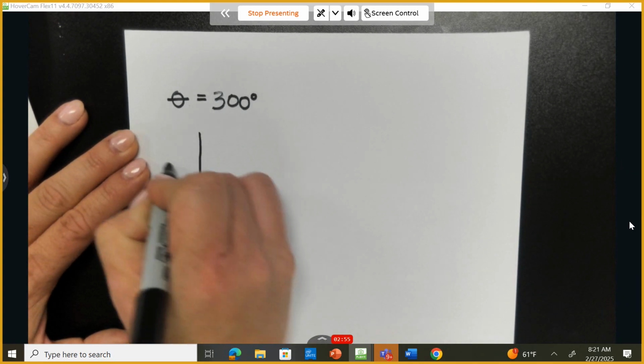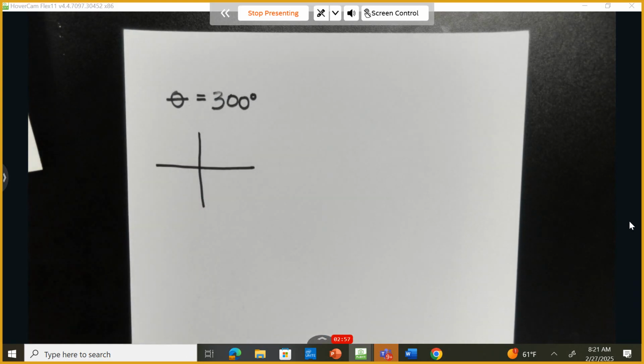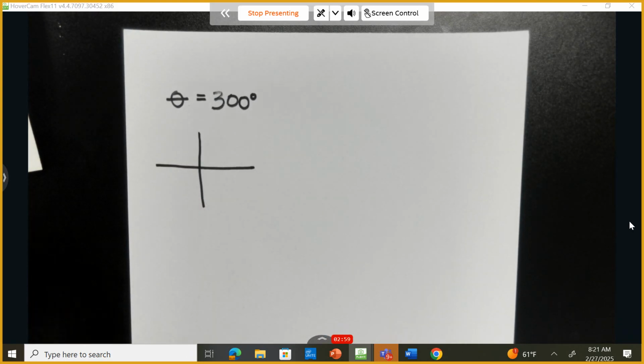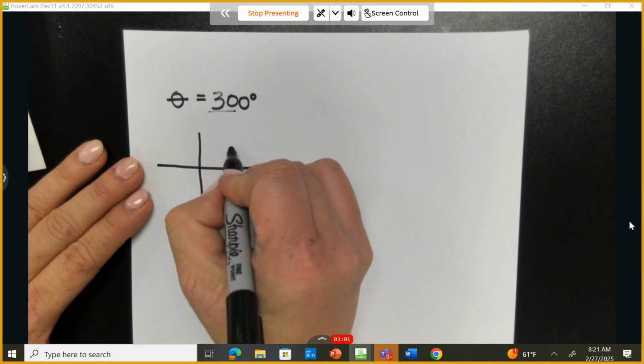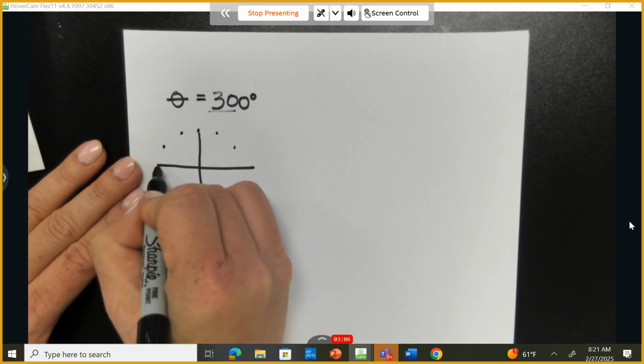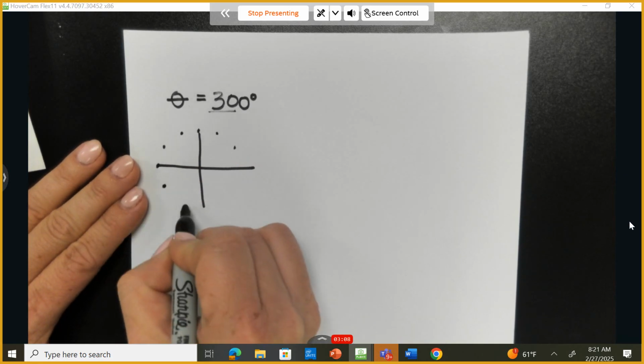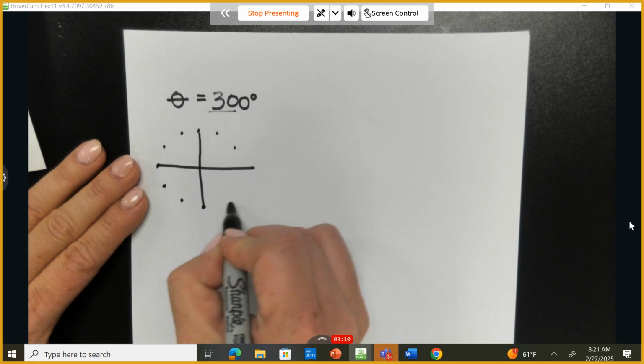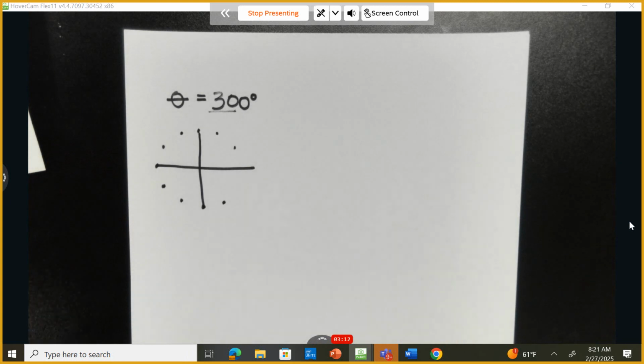So where do I find 300? Because we do need to be, as we sketch this, as exact as possible. So I'm going to count to 30. 3, 6, 9, 12, 15, 18, 21, 24, 27. Here is 300.